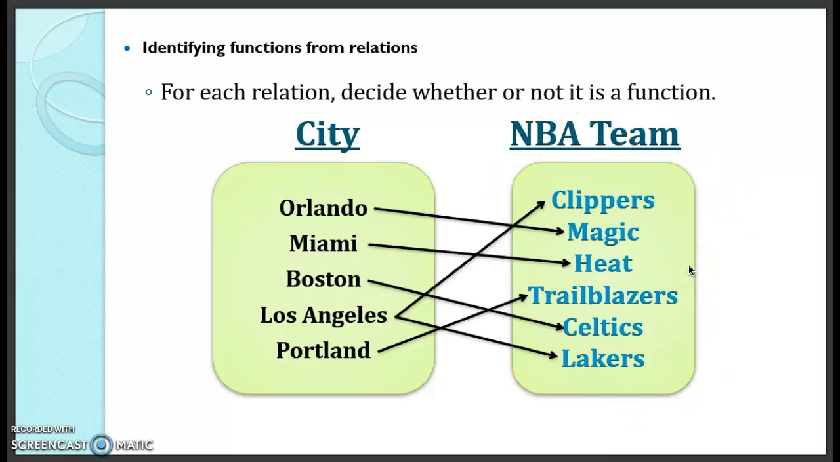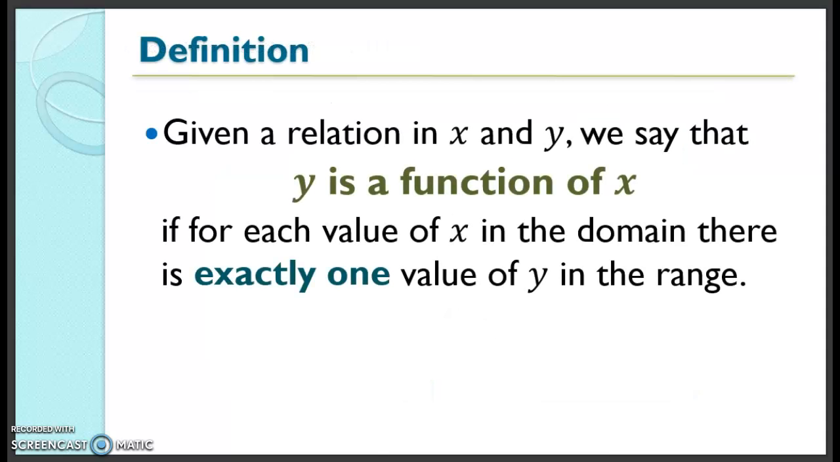So we need to define a function first. So let's go back and define a function. The definition of a function is: given a relation in x and y, so there's some relationship between x and y, we say that y is a function of x for each value of x in the domain, there is exactly one value of y in the range. So we can't have the same value of x going to two different y values.